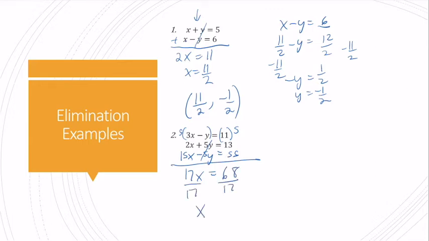When I take 68 divided by 17, I get that x equals 4. I have now solved for x. So I can plug that into either of my equations. It doesn't matter. I picked the top one, and see what my y value is.